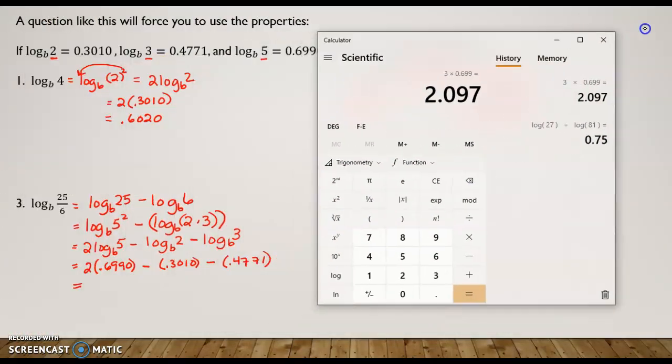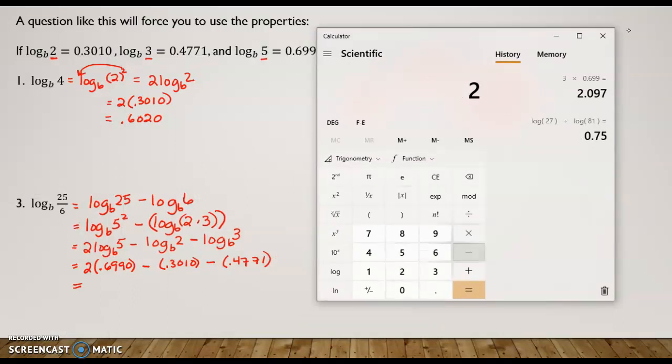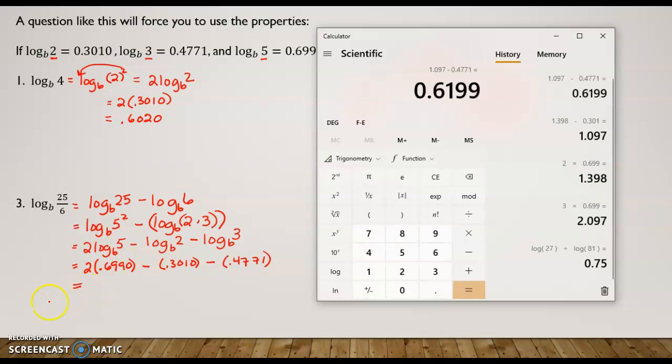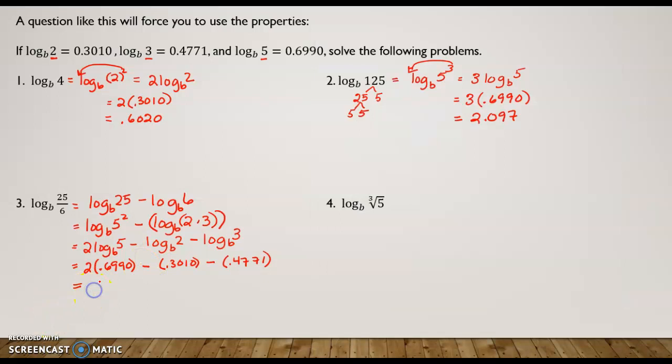Going to have 2 times 0.6990 minus 0.3010 minus 0.4771. That's going to leave me 0.6199 as the log base b of 25 over 6.